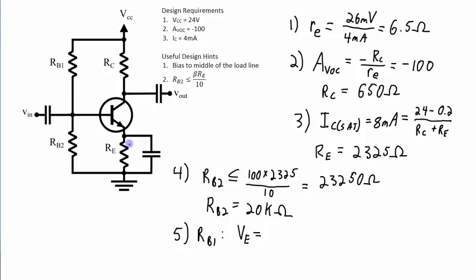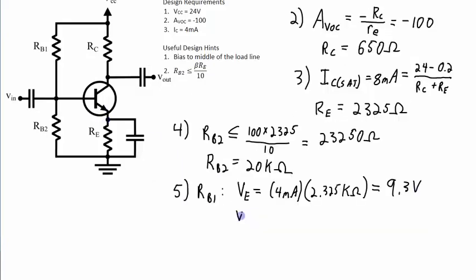That will simply be the 4 milliamps I have for IC times my RE value of 2.325 kilo ohms. That is equal to 9.3 volts. Since VB is simply the diode drop more than VE, 0.7 volts more than the 9.3, so VB will be 10 volts. That's the same as the voltage across RB2. If I have 10 volts here, I'm going to have 14 volts here to get my VCC of 24 volts. So the voltage across RB1 is 14 volts.